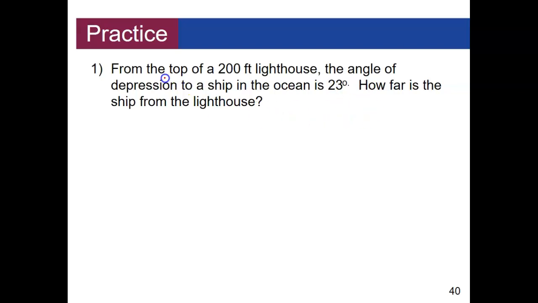Okay, so for this one, from the top of a 200-foot lighthouse. So we have a 200-foot lighthouse, so it's 200 feet tall. The angle of depression of a ship in the ocean is 23 degrees. So from the top of the lighthouse, so we're already up here, if we look at the horizontal, which goes across here, then the angle of depression to a ship in the ocean, angle of depression is looking down, is going to be 23 degrees.